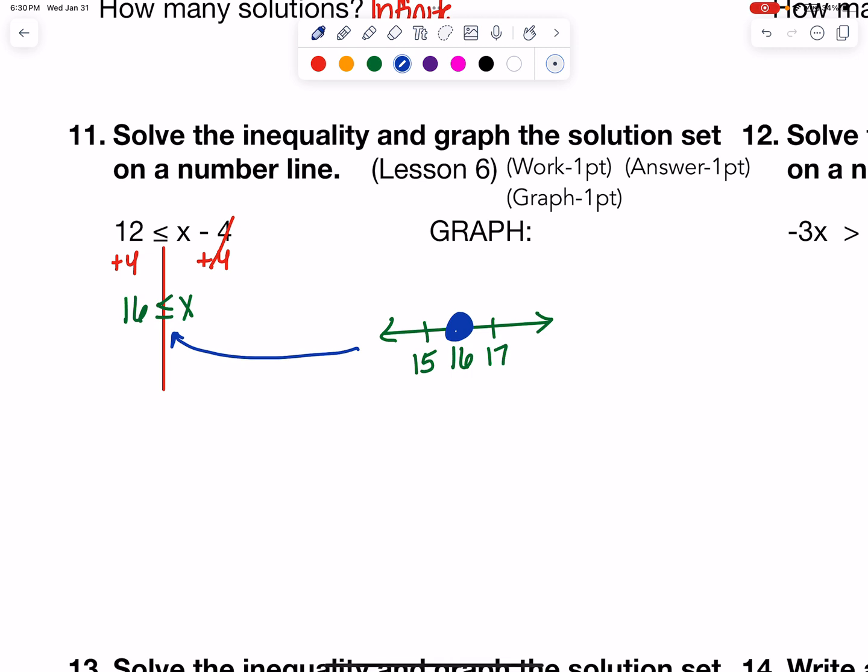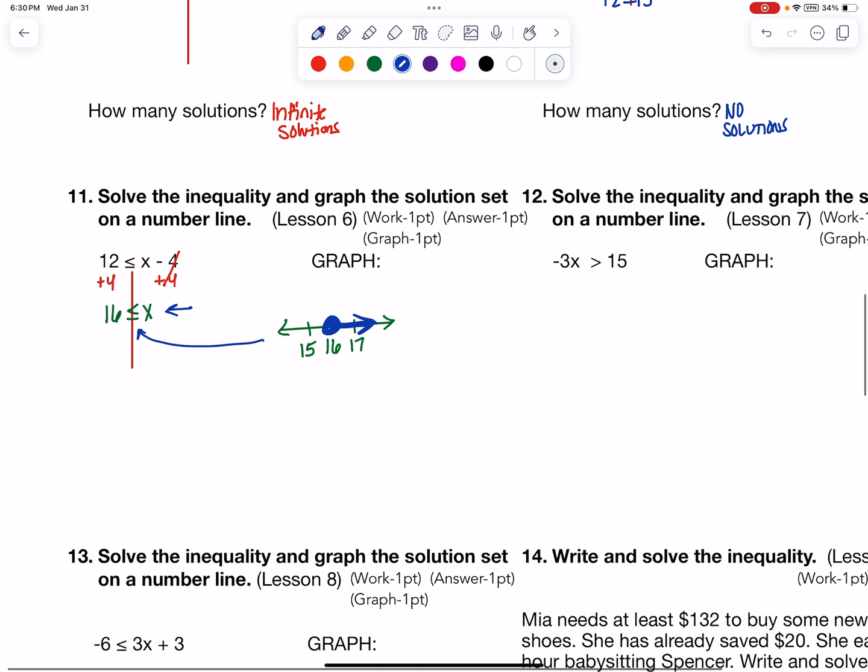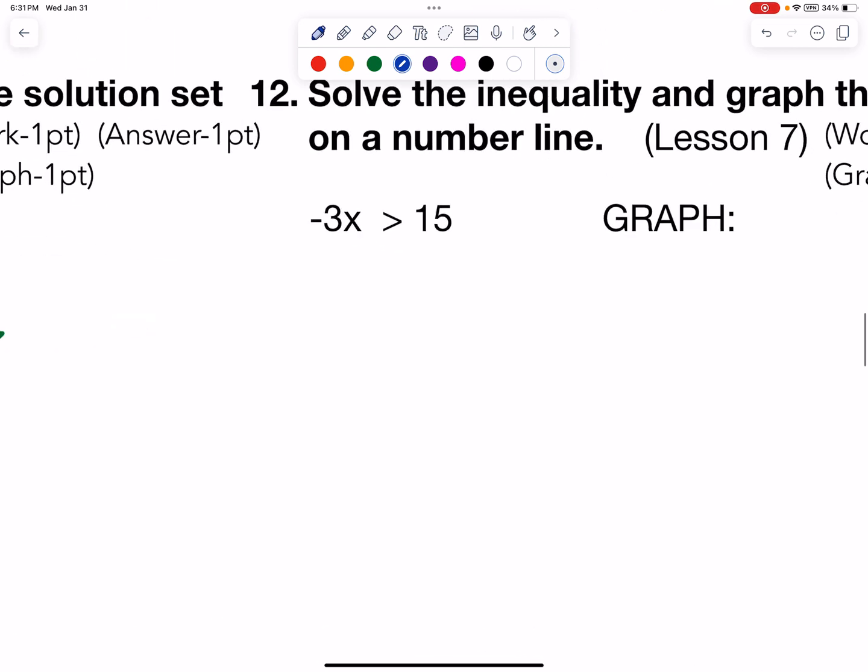And then we always read from the variable this way. So x is greater than, so we're drawing to the right. If x was less than, we would go to the left. All right, let's go ahead and do this one step. Okay, maybe you can see what's going to happen here.